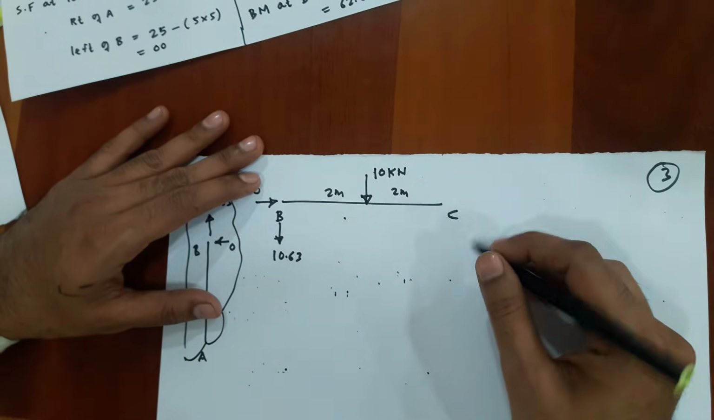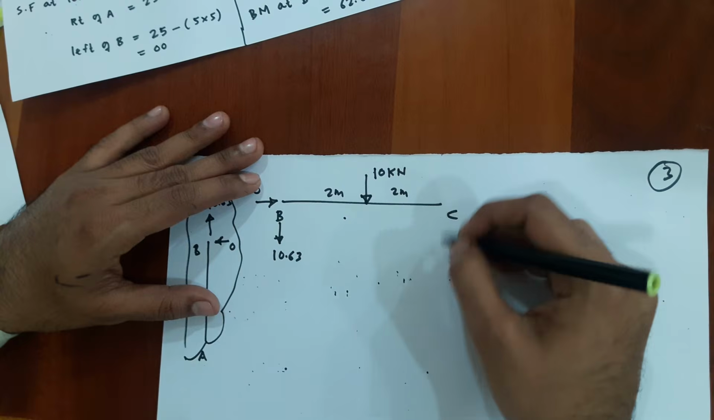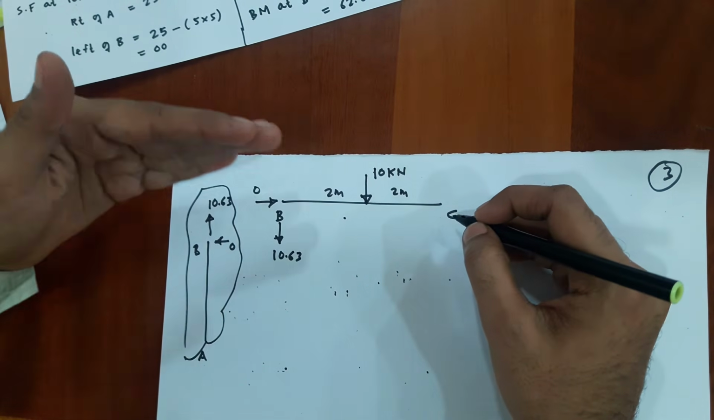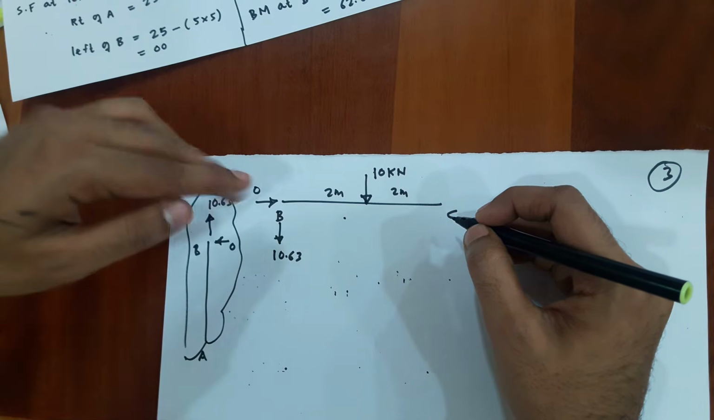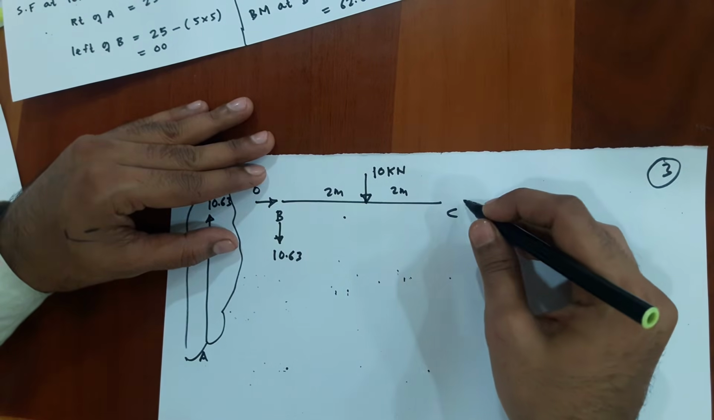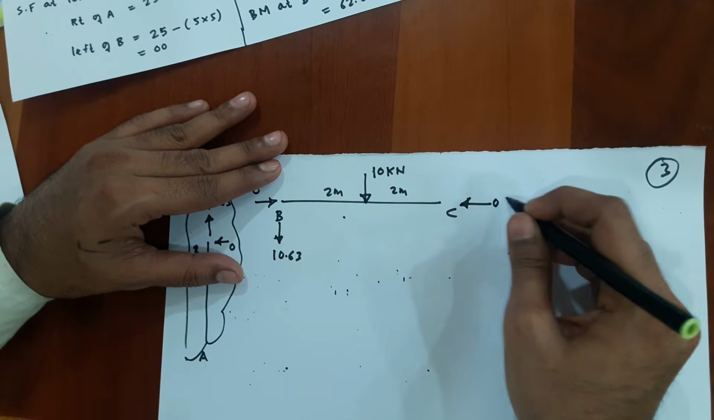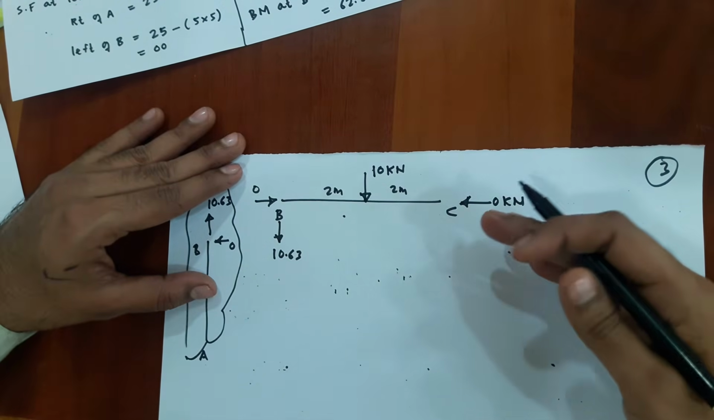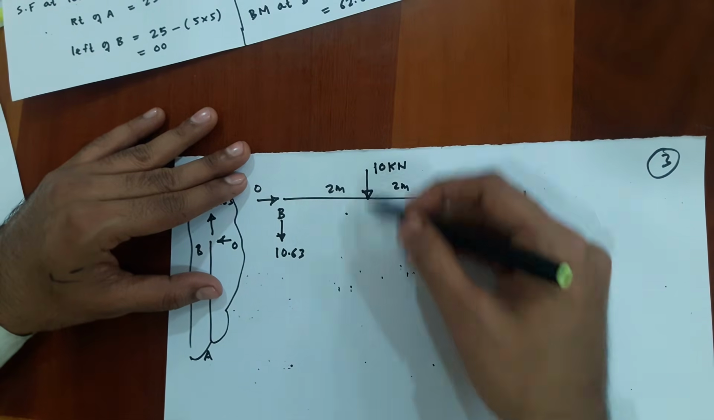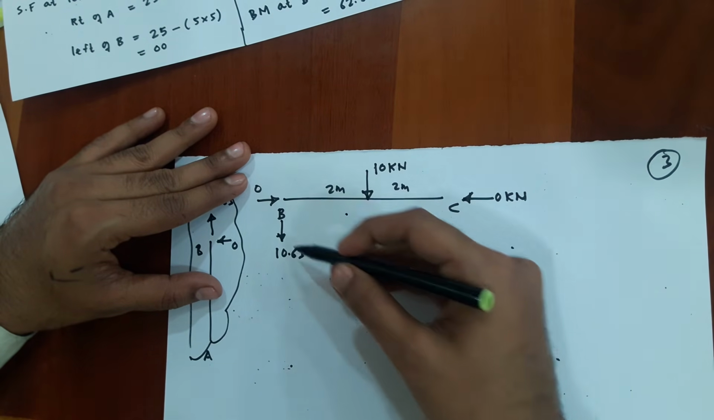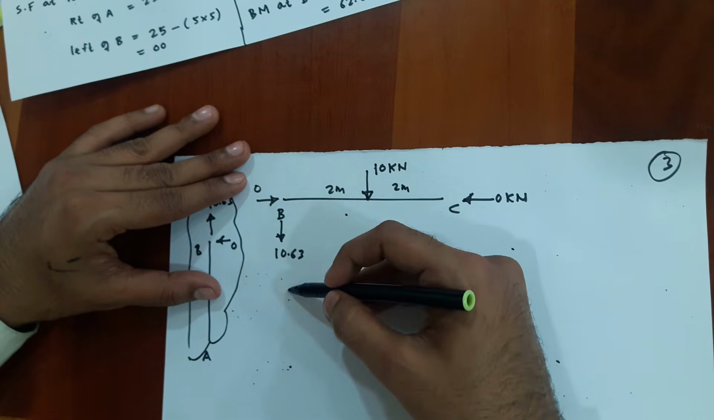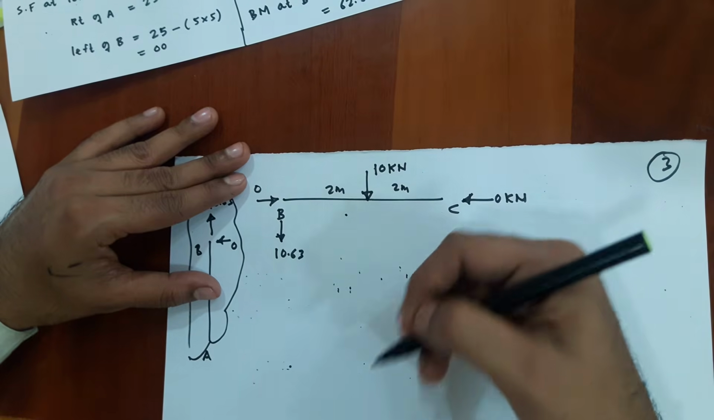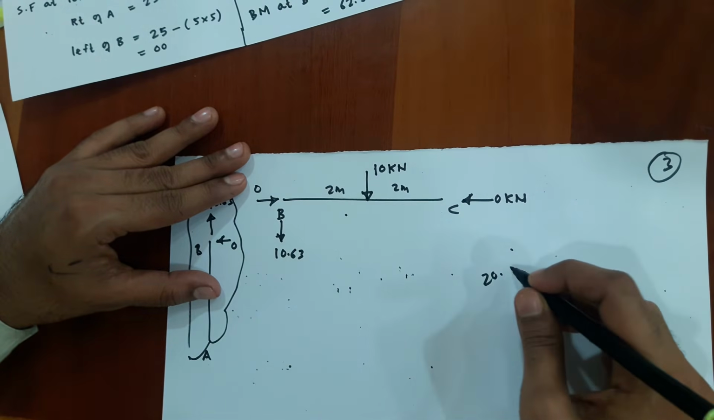In order to balance member BC, we have to find the vertical reaction and horizontal reaction at C. Now see, this 0 is acting towards right, here 0 should act towards left in order to balance with respect to horizontal direction. Now see, with respect to vertical direction, 10.63 is acting downward, 10 is also acting downward. The total load acting downward is 20.63.